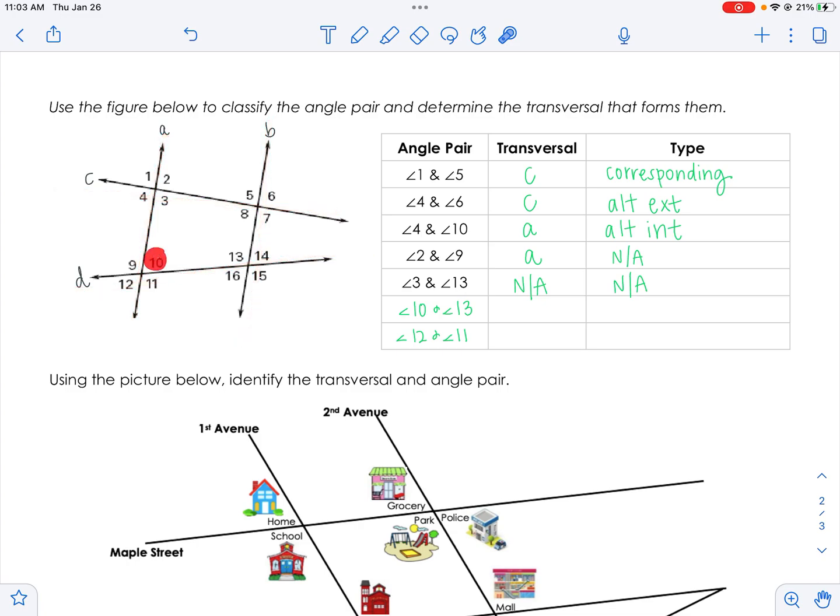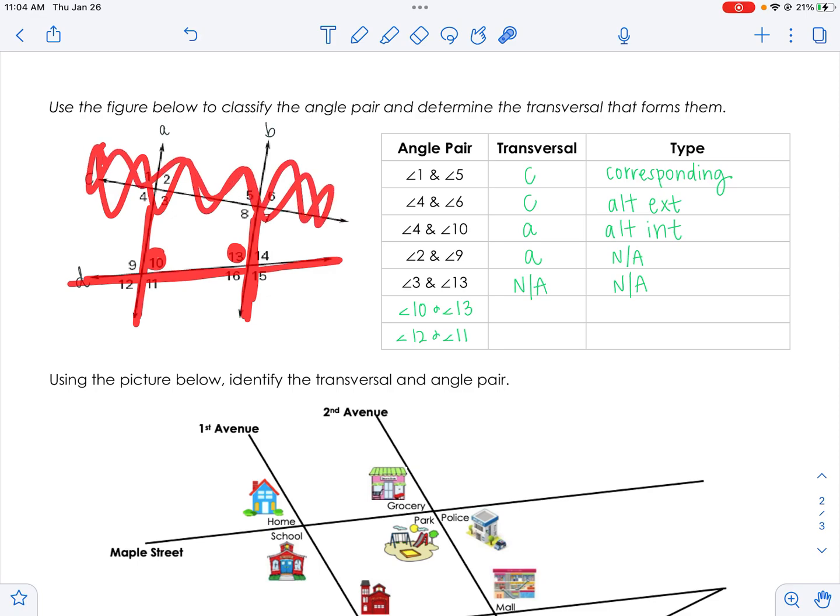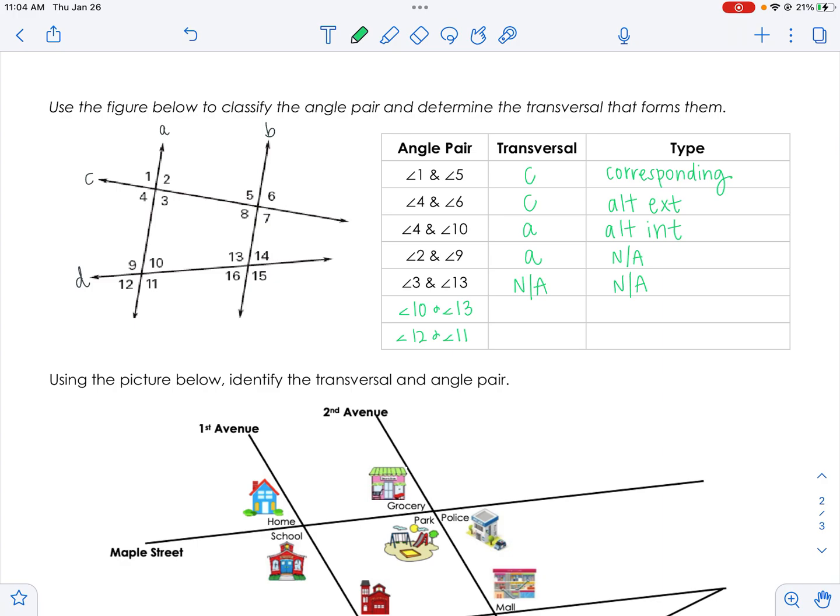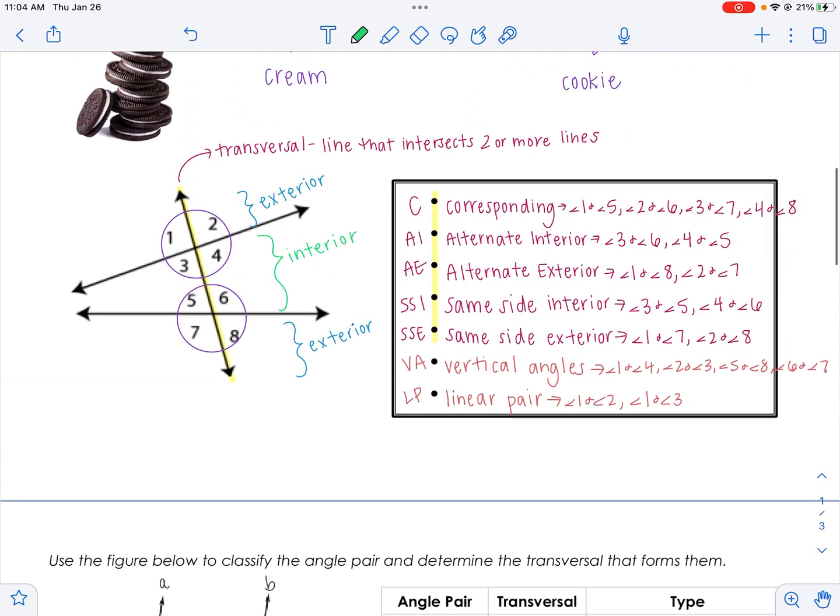Now 10 and 13 have a road. 10 and 13 have a transversal. If I take line D, if I just take that road, right, there's my transversal. There's my other lines, so I can ignore the rest. And we'll notice that 10 and 13 are both on the interior. They're both on the inside, so that would be same side interior. I'm going to write SSI for short. Whenever we're just identifying, which is what we're doing today, we can simply use those abbreviations.